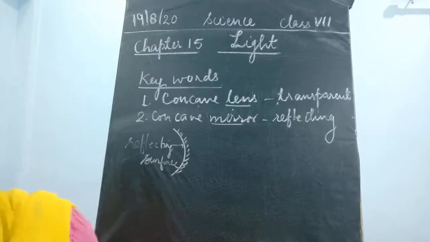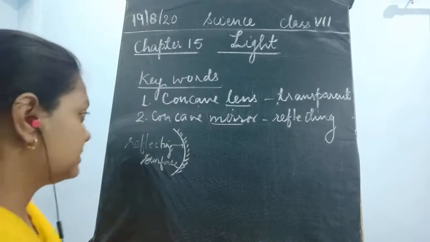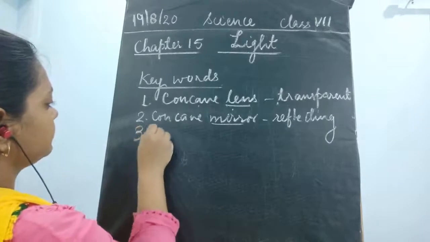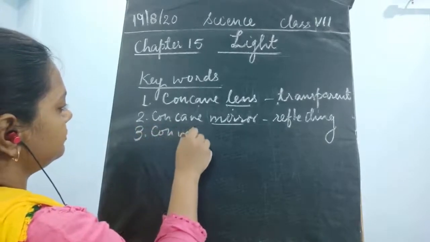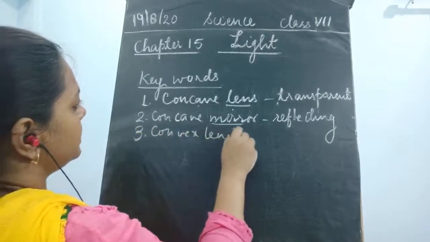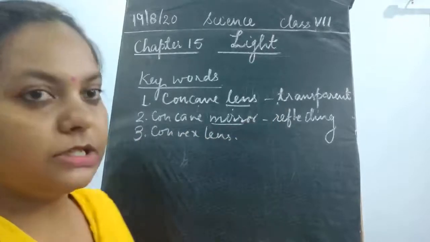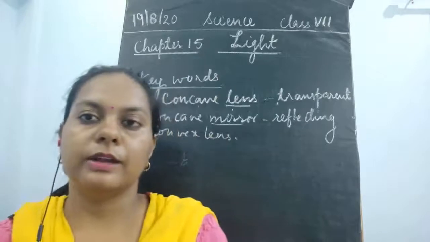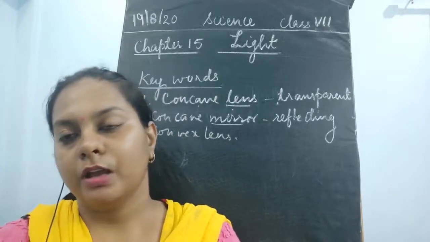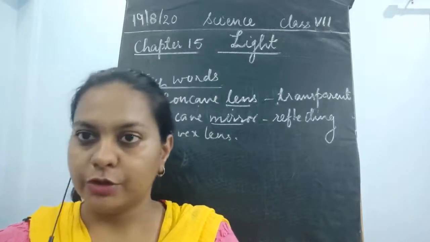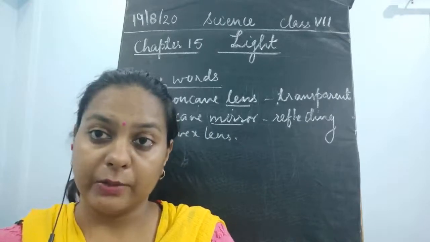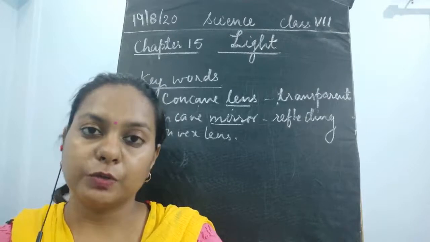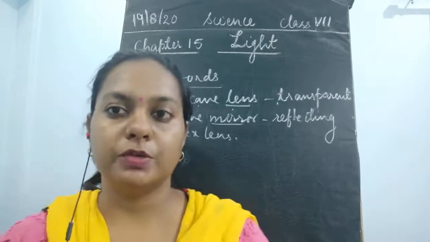The next word is the convex lens. Again, the lens is a transparent material, but this lens is different because it is helpful in refraction. It is not going to reflect the light, it is going to refract. When light rays pass through these transparent lenses, they are going to bend either away from or towards the normal.